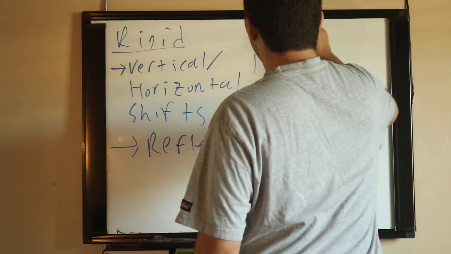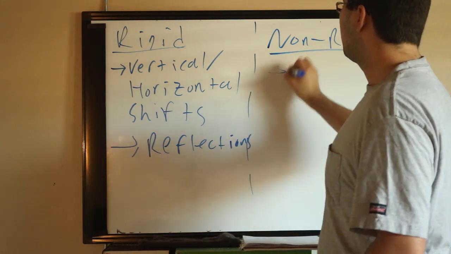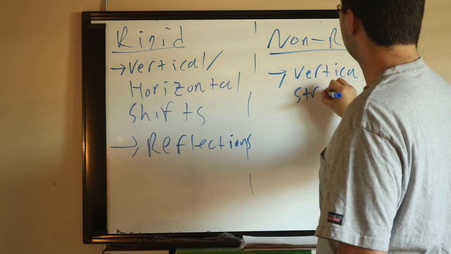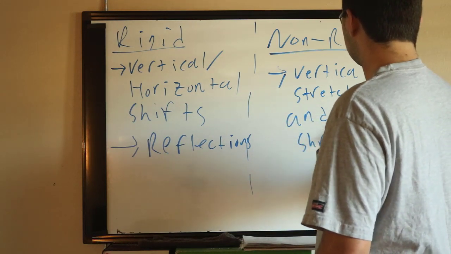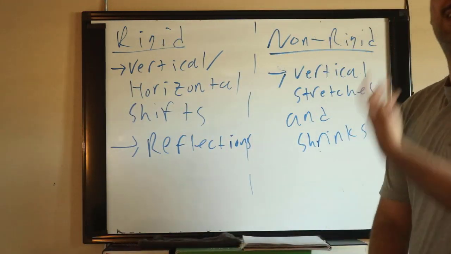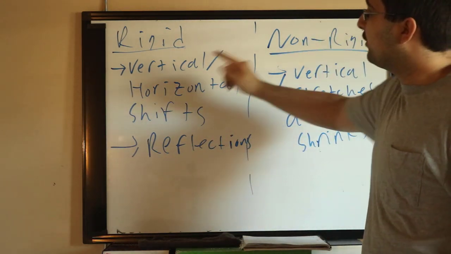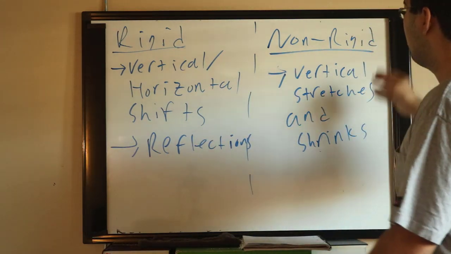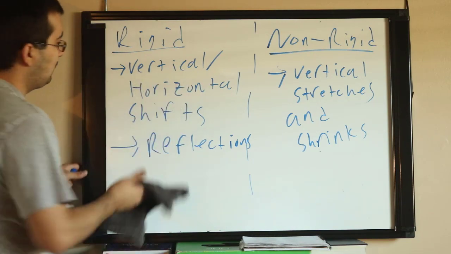And then the other type is non-rigid. Non-rigid breaks down into just vertical stretches and shrinks. Alright, so we have two big bodies. The first body is rigid transformations, or rigid translations, and those are either vertical/horizontal shifts or reflections. And then we have non-rigid translations, and those are vertical stretches or vertical shrinks. Alright, so let's get into the rigid first. We'll start with the rigid.